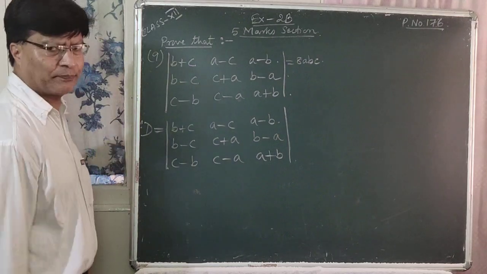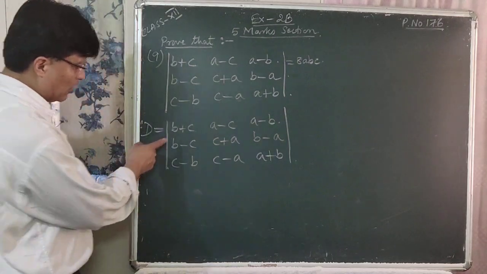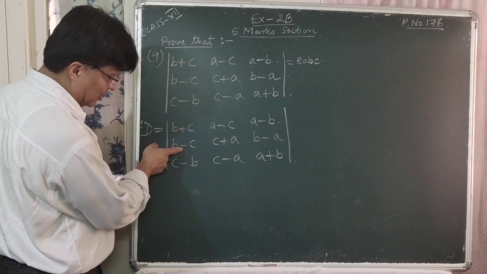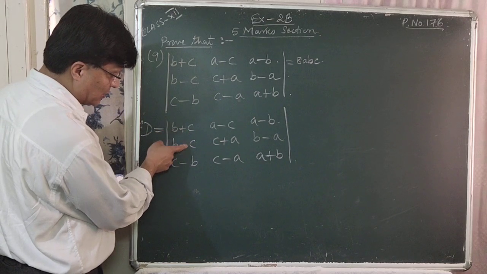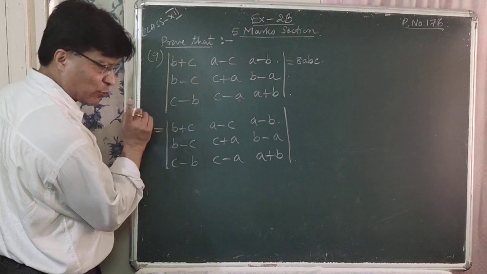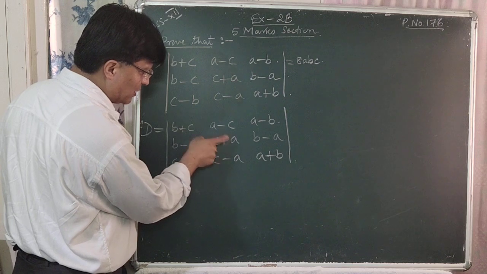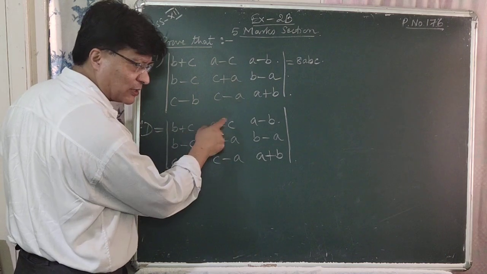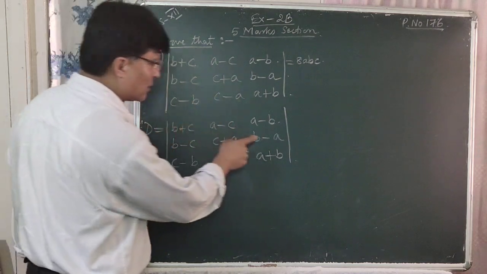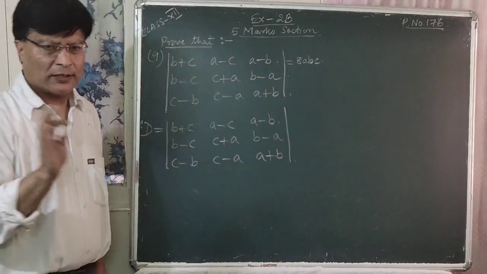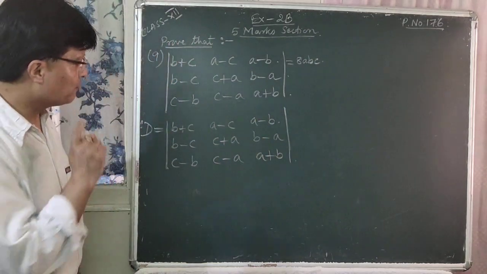So let's see what we will do here. In this case, b plus c and b minus c are there. If you add them, c gets cancelled, you will get 2b. That is quite easier, isn't it? Here also, a plus a is 2a, c gets cancelled, this is 2a, right? Here also, a gets cancelled, b gets cancelled, you get 0. So this is quite easier, right?